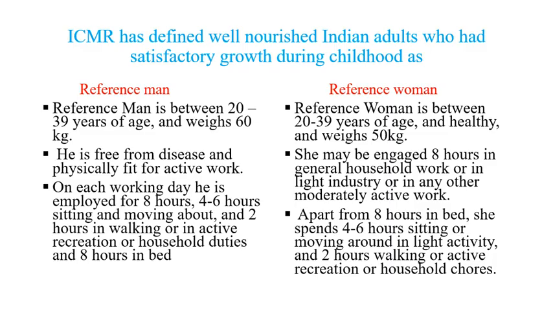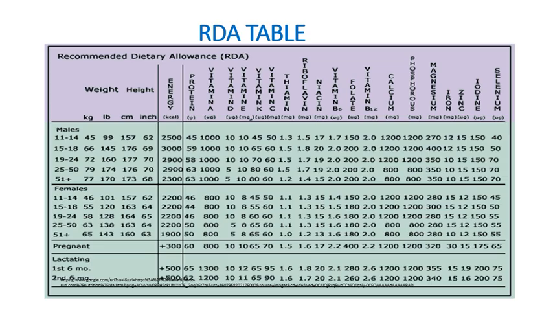The reference woman is a woman between 20 and 39 years of age, healthy, and weighing nearly 50 kgs, and she may be engaged for 8 hours in general household work. Apart from that, she should have 8 hours of sleep, and she should spend 4 to 6 hours sitting and moving around in light activity. Okay, so like that, reference woman and reference man are defined by ICMR.